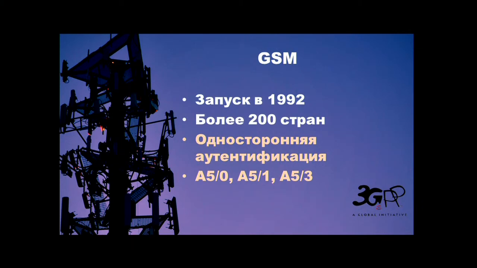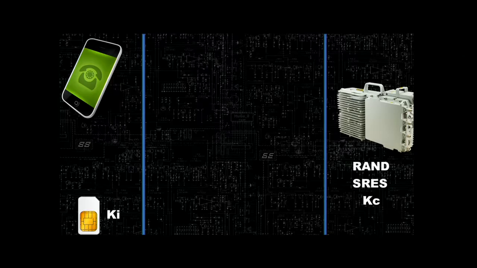It is more than 20 years old, so it does have some security problems like one-side authentication and unencrypted connection possibility. Let's see how it works. So we have the phone and we have the base station. On the SIM card you have the key, which is not extractable and which is used for identification.